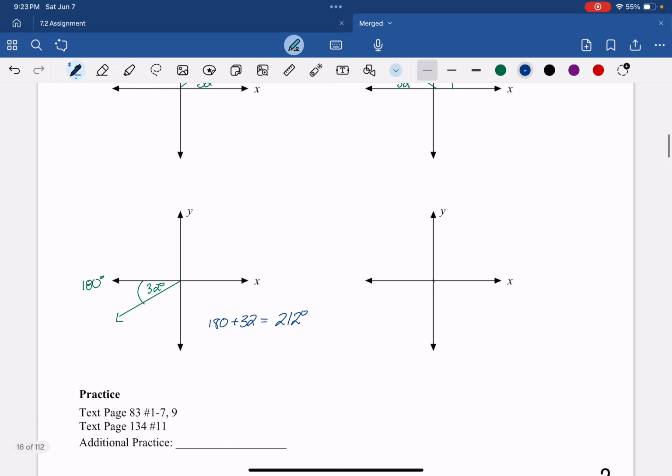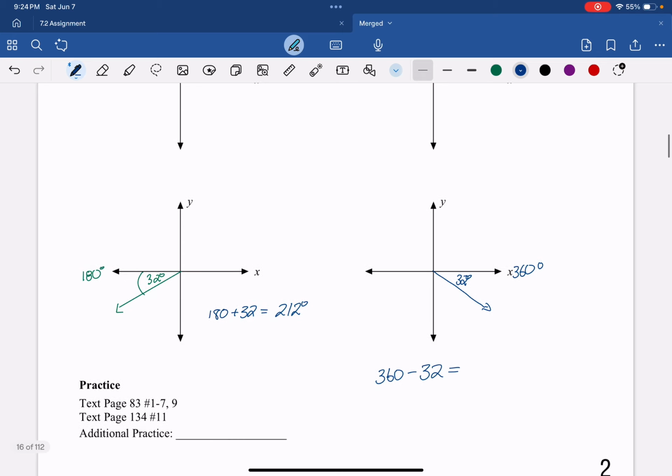And then the last one, I could also be in quadrant 4 with this reference angle of 32 degrees. And then I have to figure out, okay, what would my angle of rotation be to get there? So here I am 32 degrees less than 360. So to figure out that angle of rotation, 360 minus 32. So that will be 328 degrees. And that would be the possible angle of rotation.